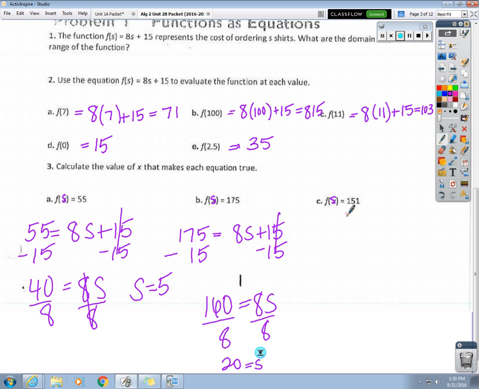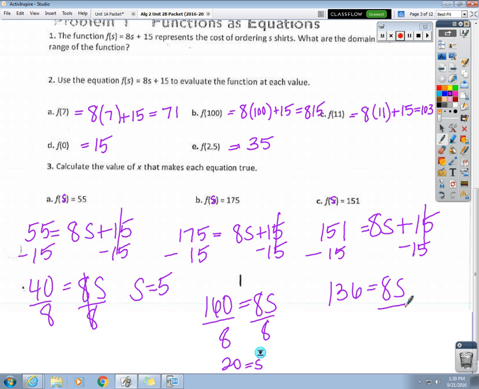Okay, for C, you should have set the equation 8s plus 15 equal to 151. Now to solve for s, what do you do? Minus 15. Okay, 136, and then you divide by 8 and you get 17. Okay, now turn to the next page.